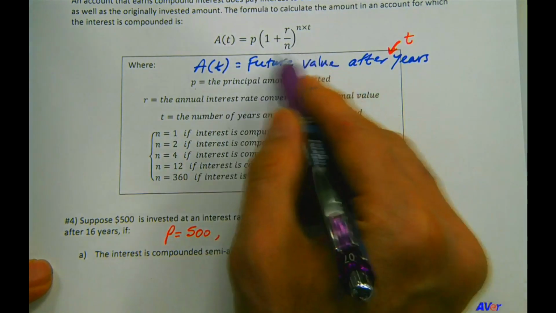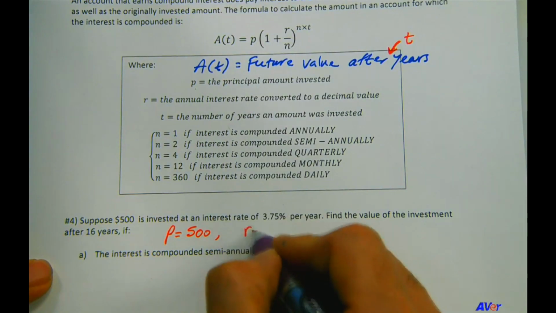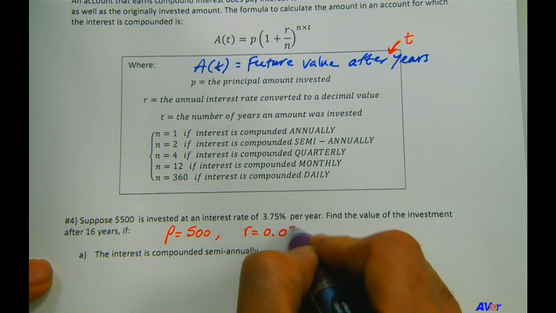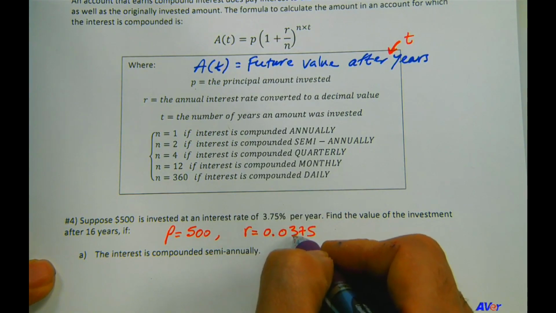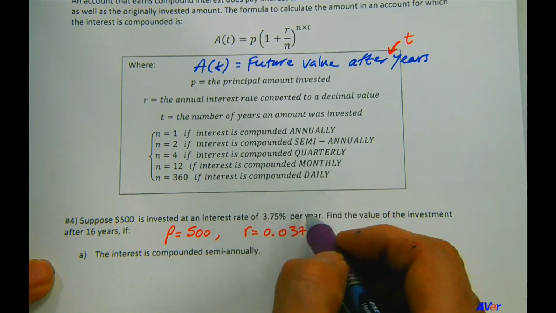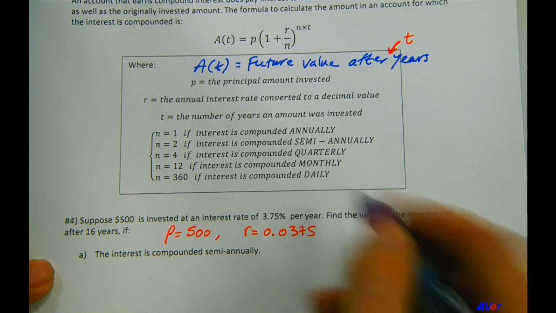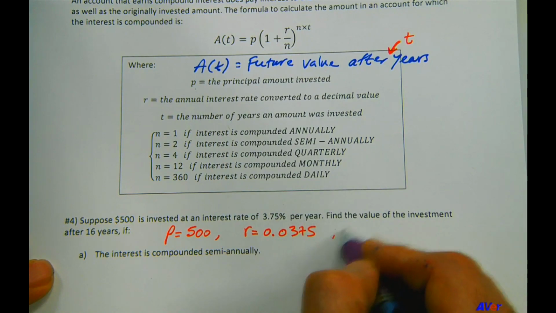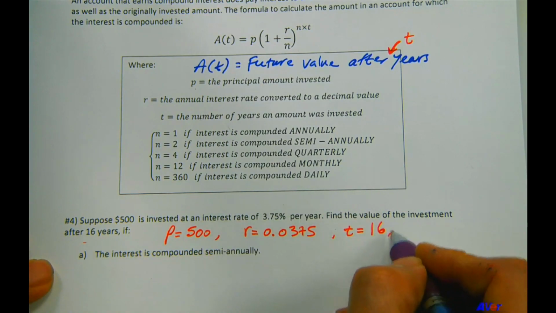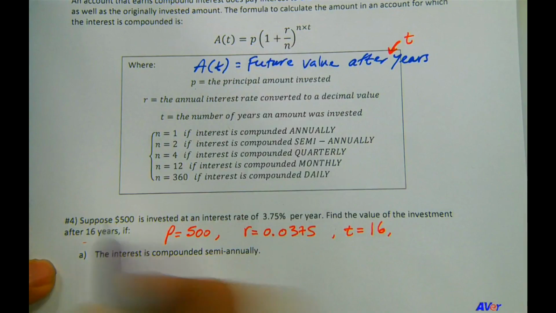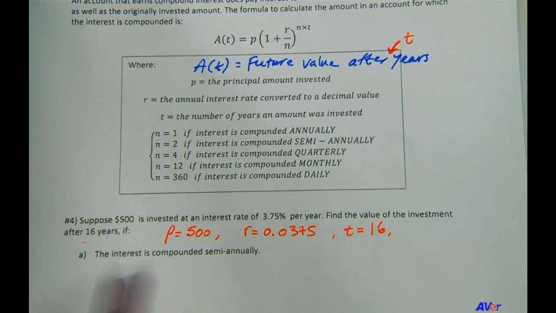What about R? What is R according to this statement? The R is 0.0375, right? Not 0.375, not 3.75, it's 0.0375. What about T? T is equal to 16, right? What about N? Well, they don't give us any information about N yet, but let's read on.